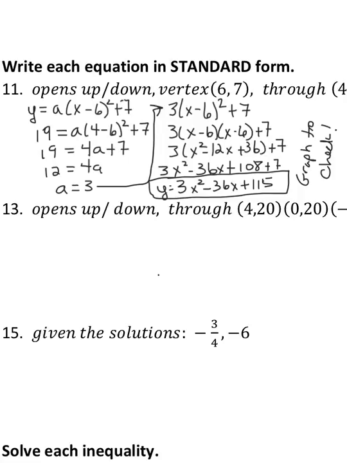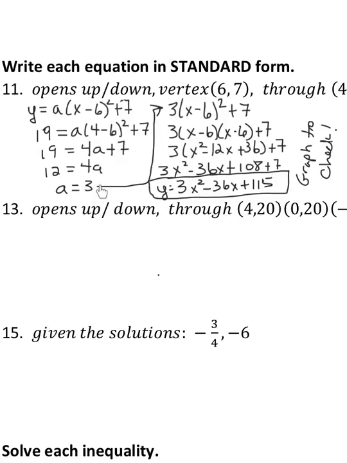All right, so I worked out this problem number 11, and I found that the equation in vertex form is y equals a times x minus 6, because the vertex is 6, 7, minus 6 squared plus 7. So I put it in vertex form first. And then I find the value for a by plugging the other point in. The other point was 4, 19. So I put 19 in for y, I put 4 in for x. I simplify this and I find that a equals 3.